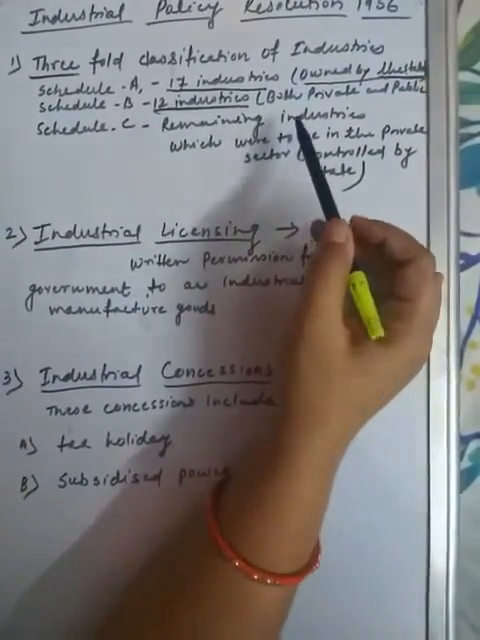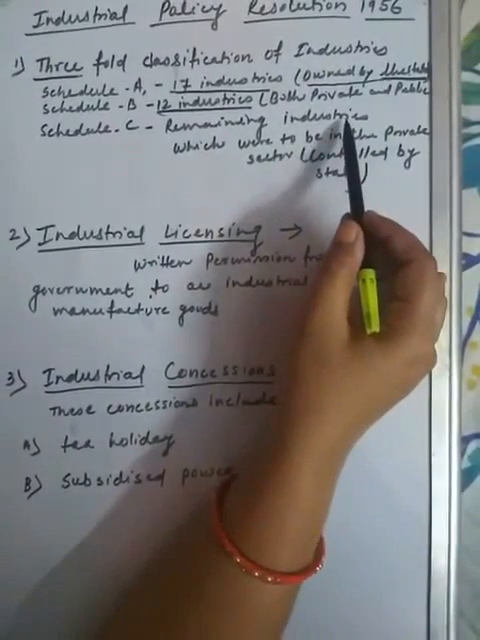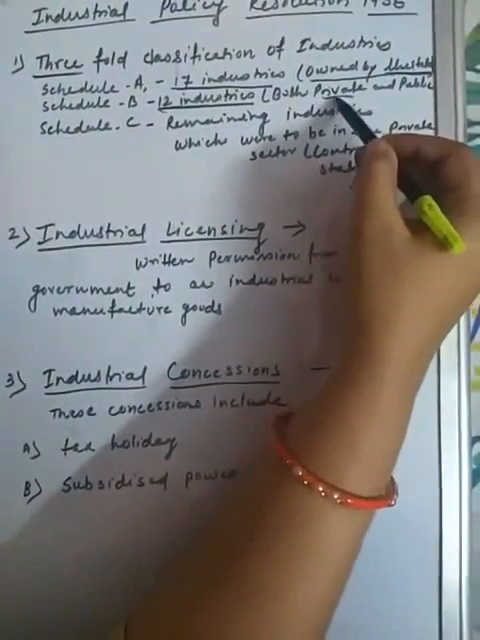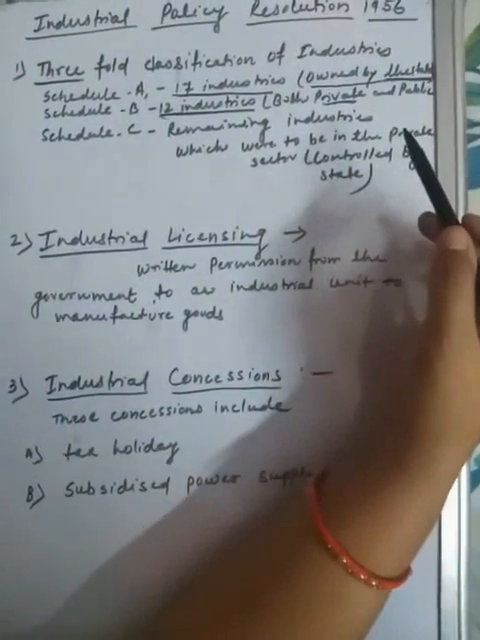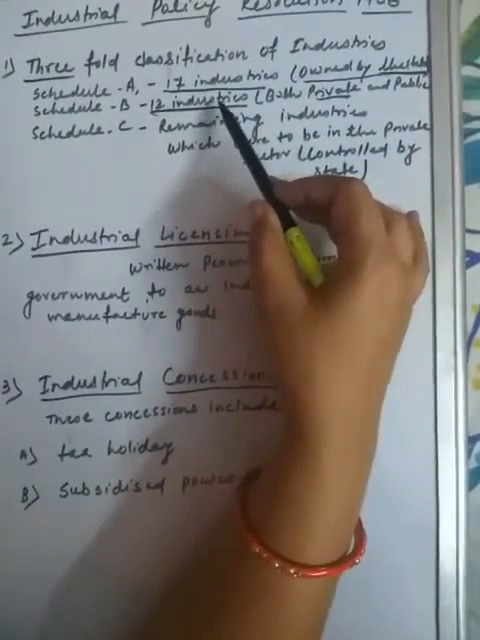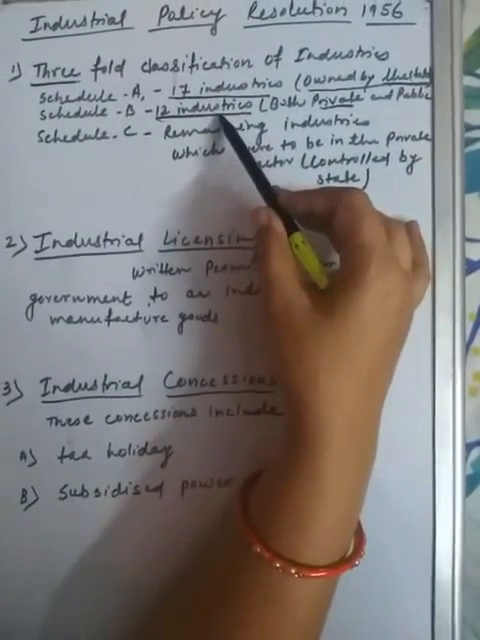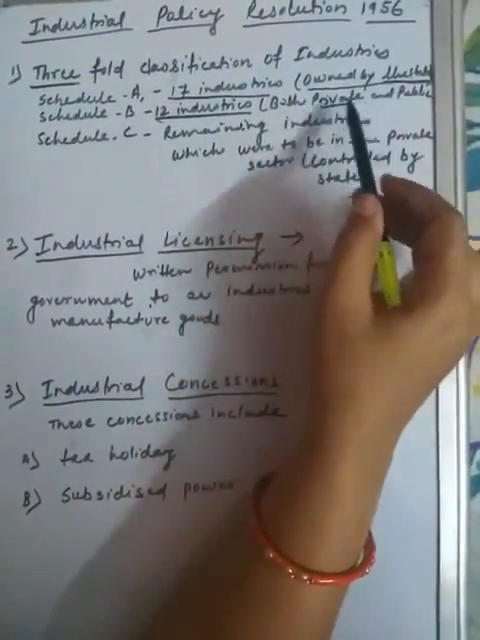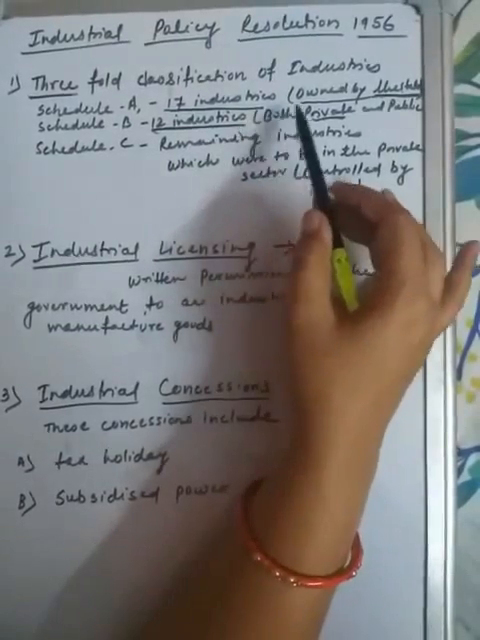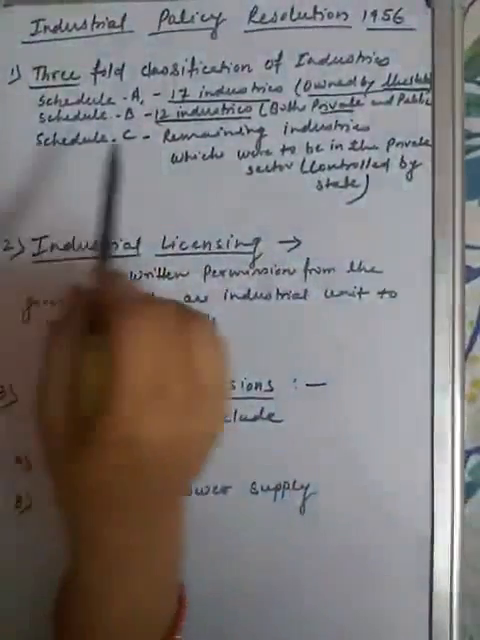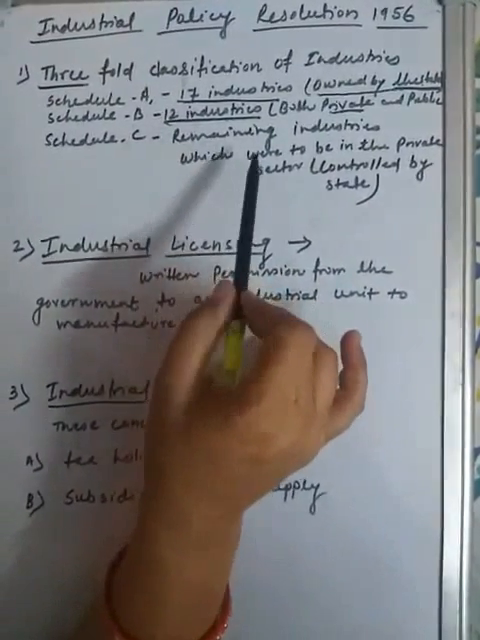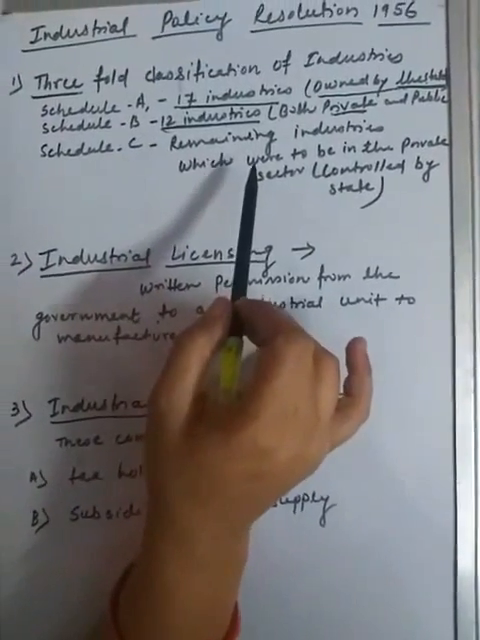The state would take the initiative of setting up industries, and the private sector would supplement the effort of the state. Basically, these 12 industries will be managed by both private sector and public sector, but the public sector will play a leading role and the private sector will work as a subsidiary. In this schedule, mining industries, fertilizers, machines, tools were taken.